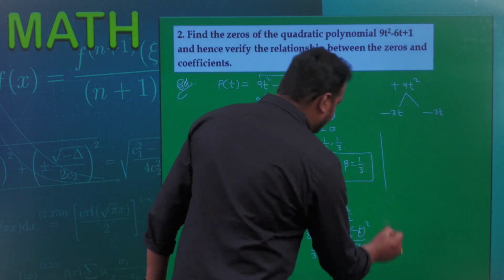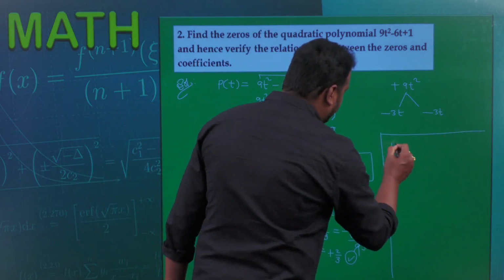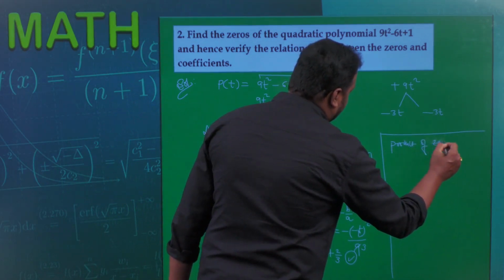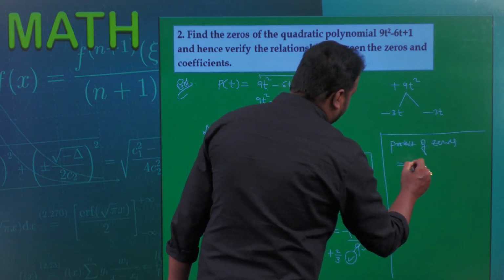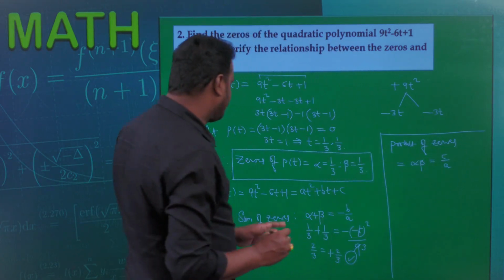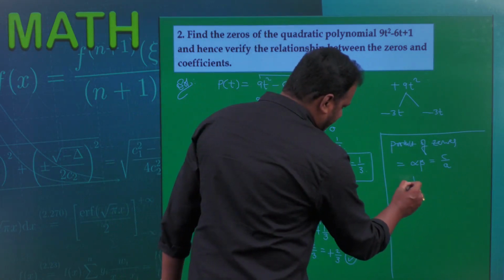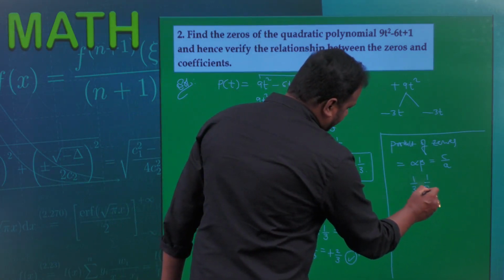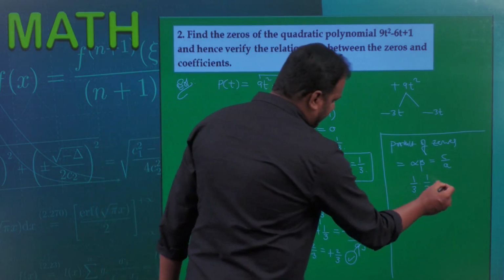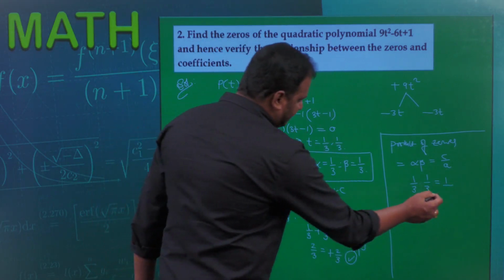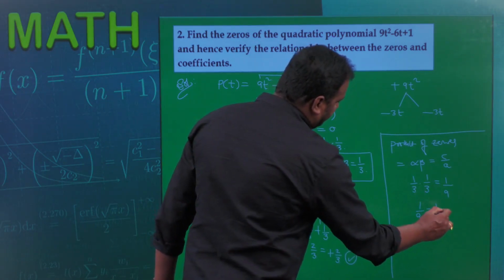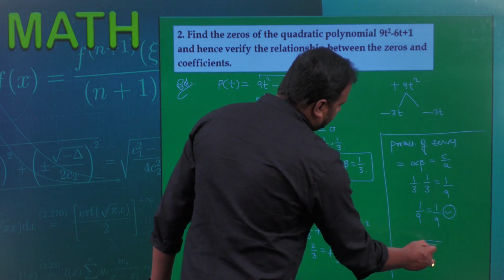Now coming to the second one. What is the second one? That is product of zeros. So product of zeros is equal to alpha into beta, which is equal to c divided by a, and the value of alpha here is 1 by 3 into beta is equal to 1 by 3, which is equal to c. What is c here? c is equal to 1 divided by a, which is 9. So 1 by 3 into 1 by 3 is equal to 1 by 9, which equals 1 by 9. So it means product of zeros also verified.